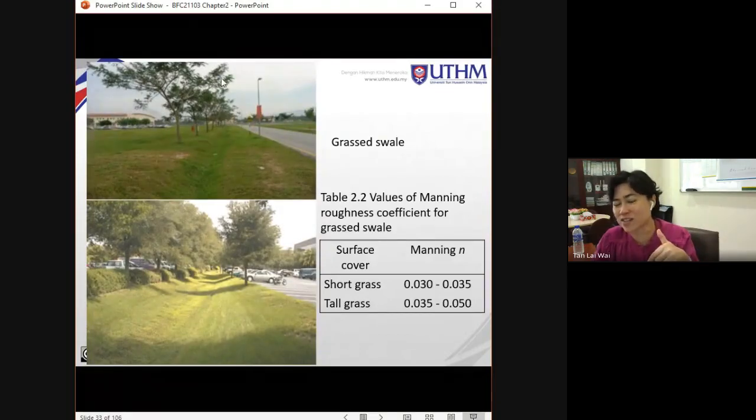Now, for those of you who have been to the campus of UTHM, you are going to see these structures. This is called a grass swale. That means you have a drain lined by grass. The lining is grass. Normally, if it's dry weather and not raining, you are going to see it dry. We call it a detention system, basically. If it's raining, or during the wet season, you are going to have flow in it.